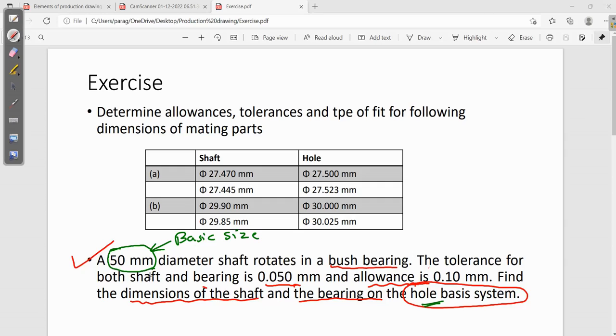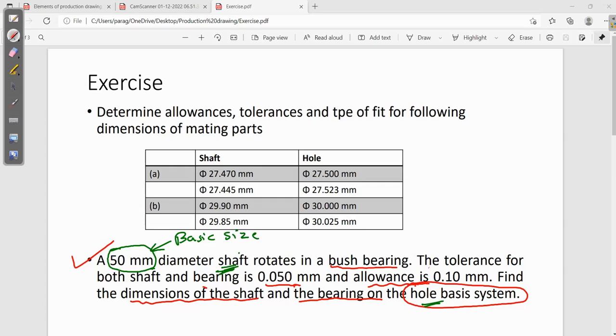Now with respect to this basic size I have to find out the tolerances, or the dimensions of a shaft. Tolerance I already did. Now this particular shaft rotates in a bush bearing. In this case my shaft is already given. Now what is the hole in this case?